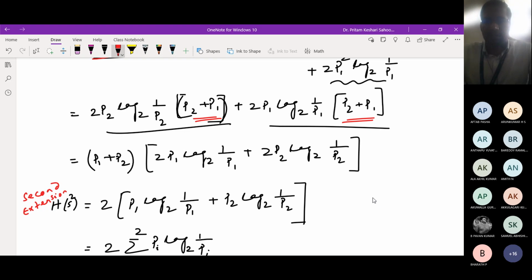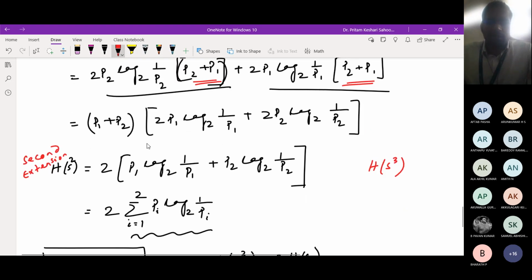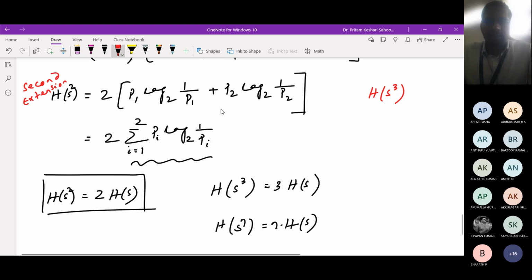And if it is the third extension, then we have to write H of S cube. Since this became 1, we will have this particular equation, which I have written by taking 2 as common. Now I can write this equation in this form. Here you have P1 into log base 2 of 1 by P1 plus P2 into log base 2 of 1 by P2. So this I can write as summation of i equal to 1 to 2, Pi log base 2 of 1 by Pi. This is nothing but the expression of average information, correct? So I have written this as H of S.